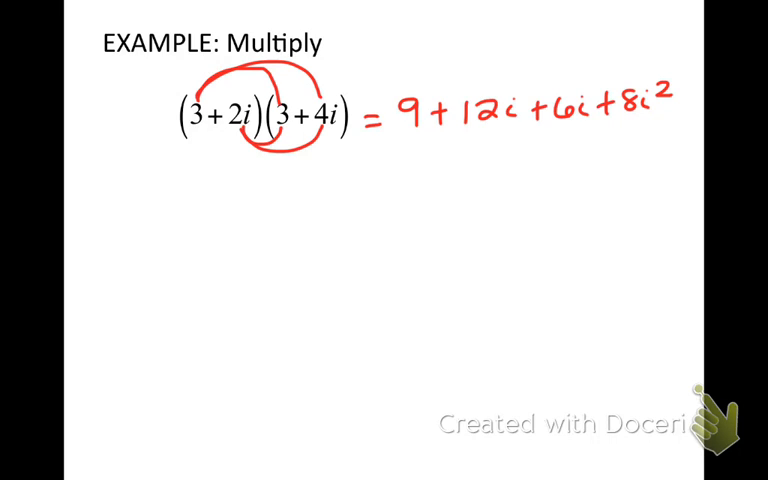So again, 8i squared really will become a negative 8. When I combine that negative 8 with my positive 9, I'm going to end up with 1. And then combine your i's in the middle. So 12i plus 6i would be 18i.